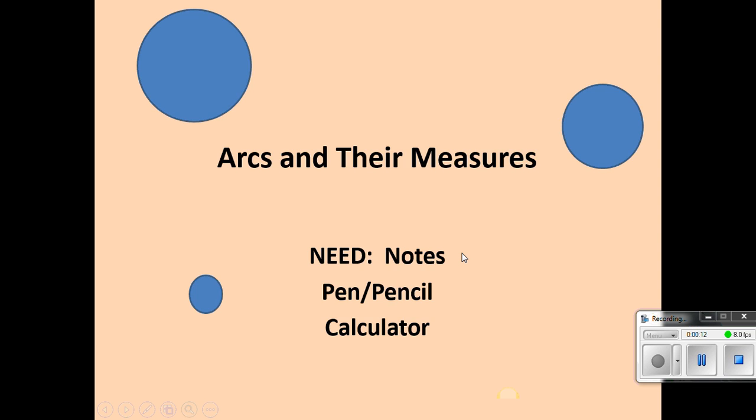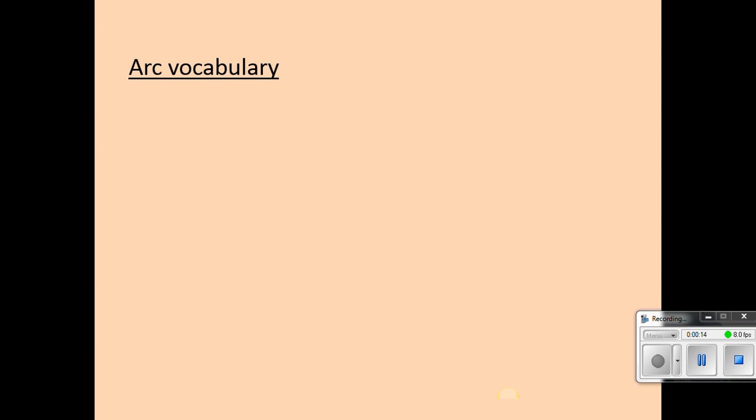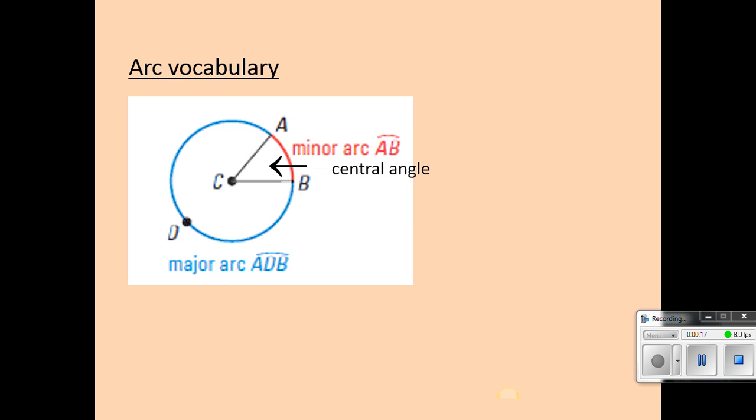First, let's talk about some arc vocabulary. If I have this circle, it is circle C, because the center is C. We have angle ACB, and then we have this little part that's called minor arc AB. A minor arc is any arc that has less than 180 degrees.